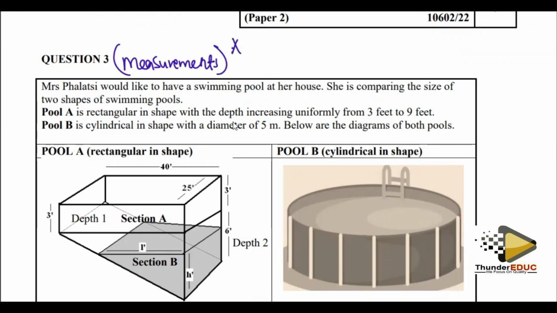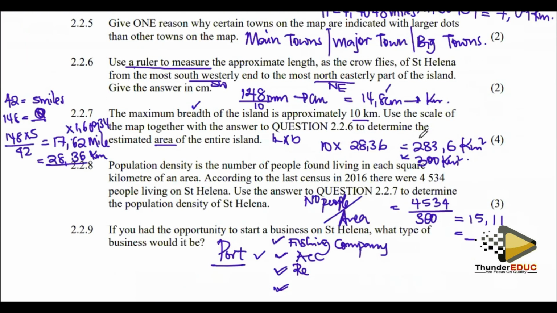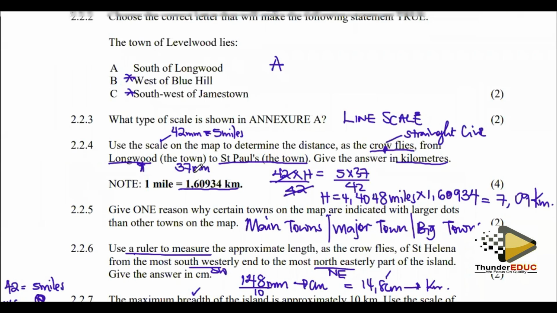And under measurements, we are expecting to look at area. We look at perimeter. We look at volume. We look at surface area.